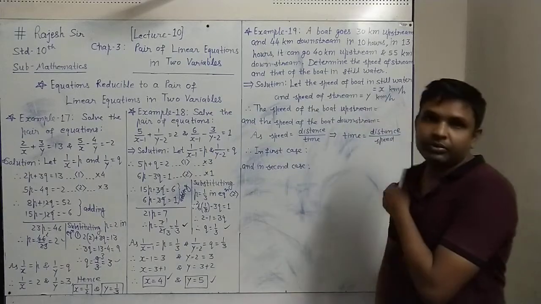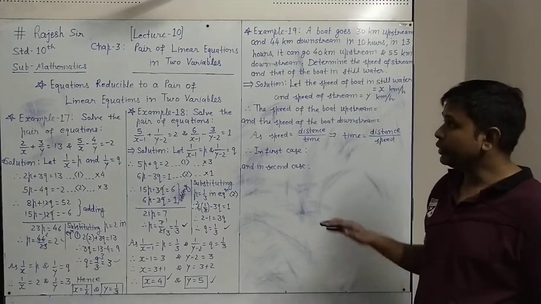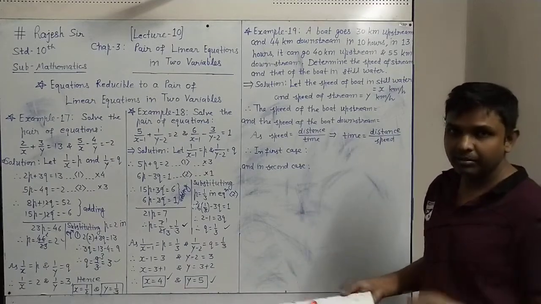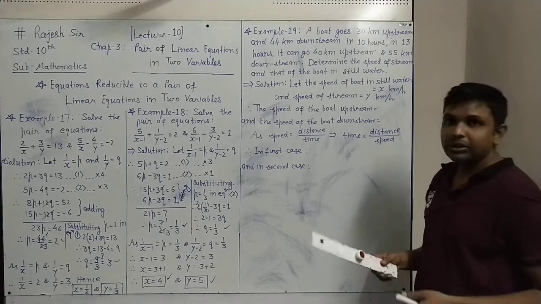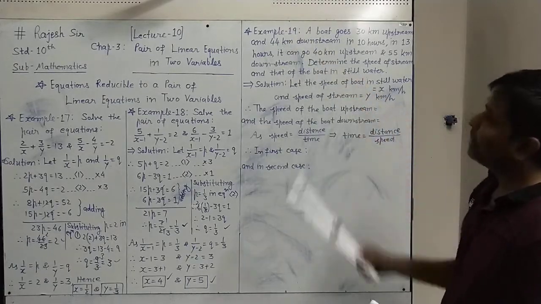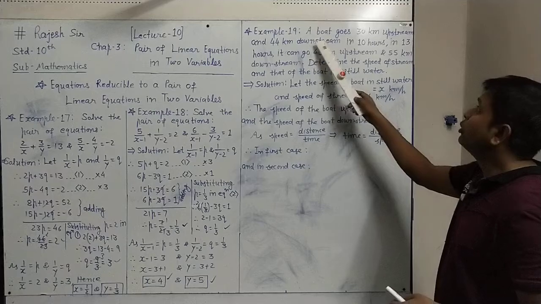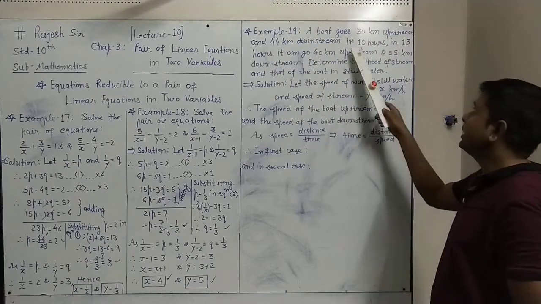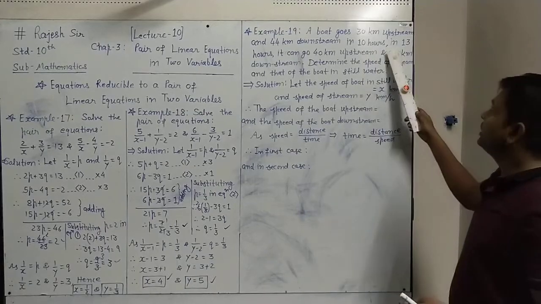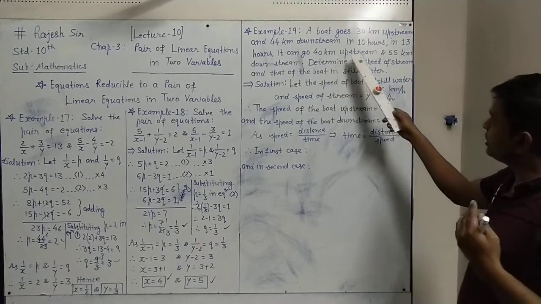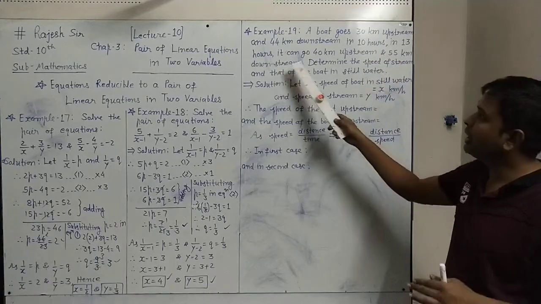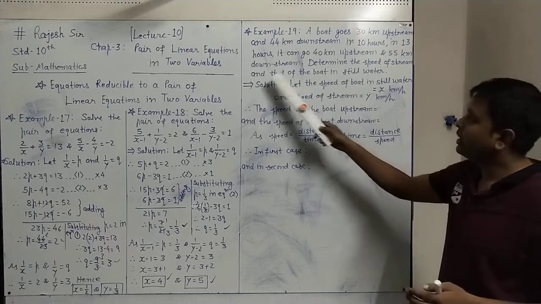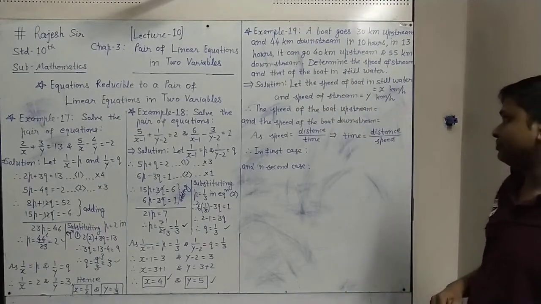In this typical type of equations given, by reducing them to a pair of linear equations and solving them, we get at the end x and y as the solution. Now the next example we have here, example 19, a practical example: a boat goes 30 km upstream and 44 km downstream in 10 hours. In 13 hours, it can go 40 km upstream and 55 km downstream. Determine the speed of the stream and that of the boat in still water.